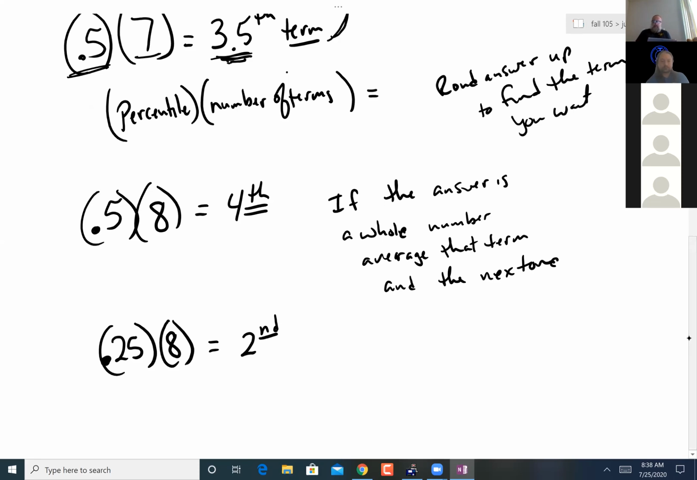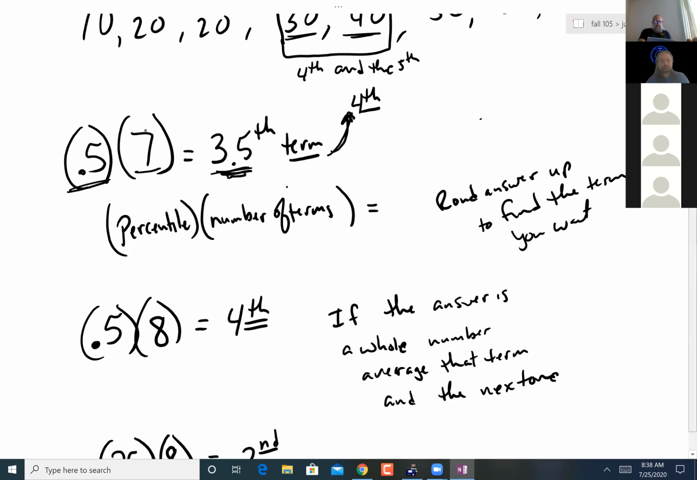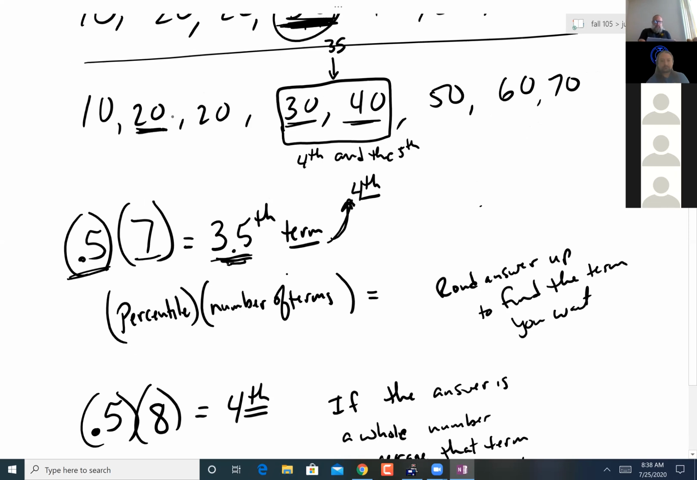It did. So come up here. I want the second term and the third term, and I'm going to average those two. And what is the average of 20 and 20? Well, the average of 20 and 20 just happens to be 20 again. So that would be the 25th percentile. And we could do that for any number of terms. It's really straightforward to do, okay?